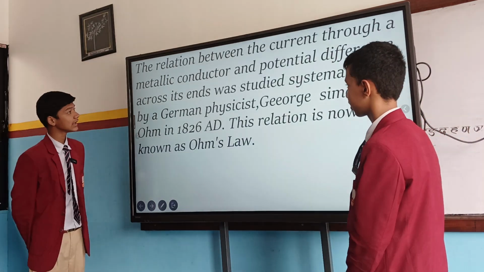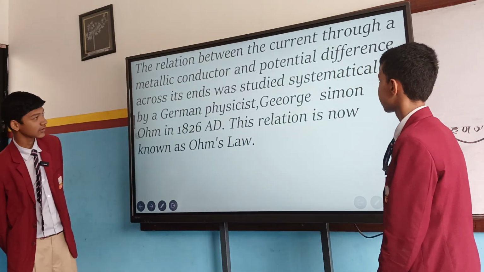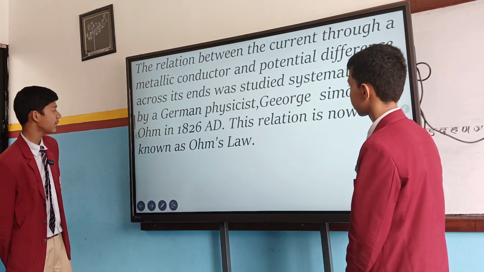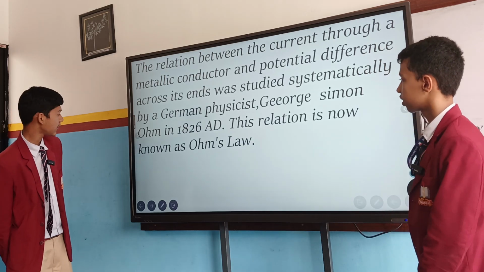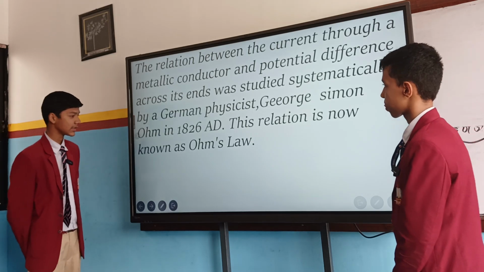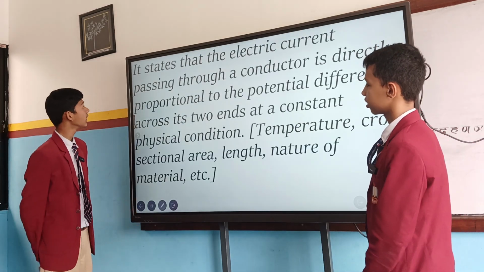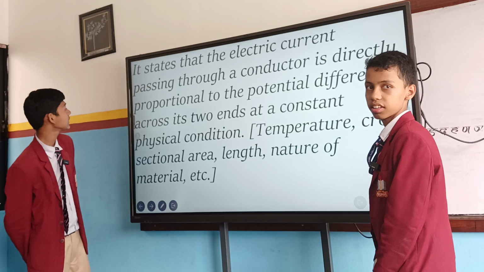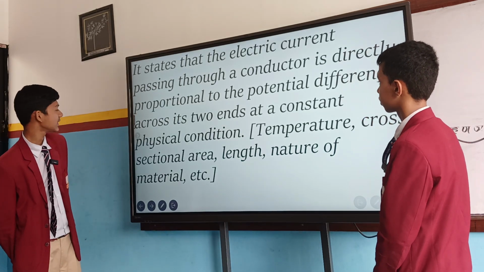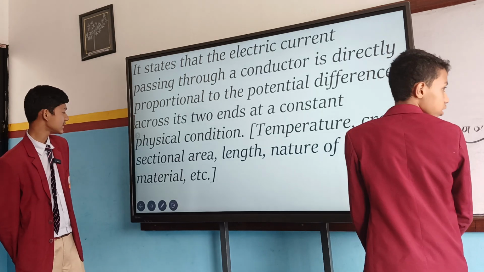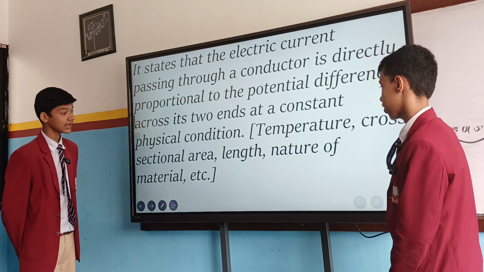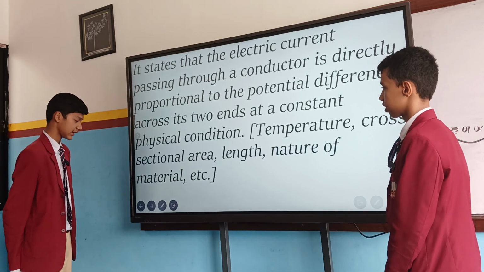The relation between the current through a metallic conductor and the potential difference across it was studied systematically by a German physicist, Georg Simon Ohm, in 1826 AD. This relation is now known as Ohm's law. It states that the electric current passing through a conductor is directly proportional to the potential difference across its two ends at constant physical conditions: temperature, cross-sectional area, length, nature of material, etc.